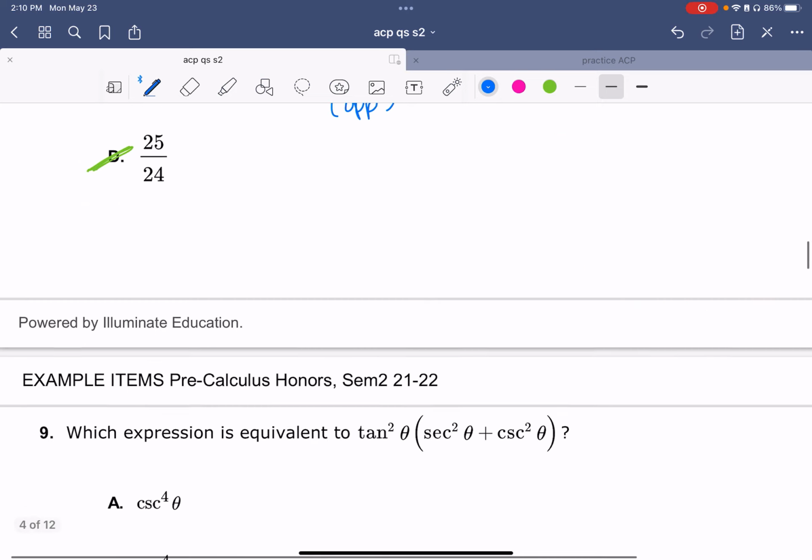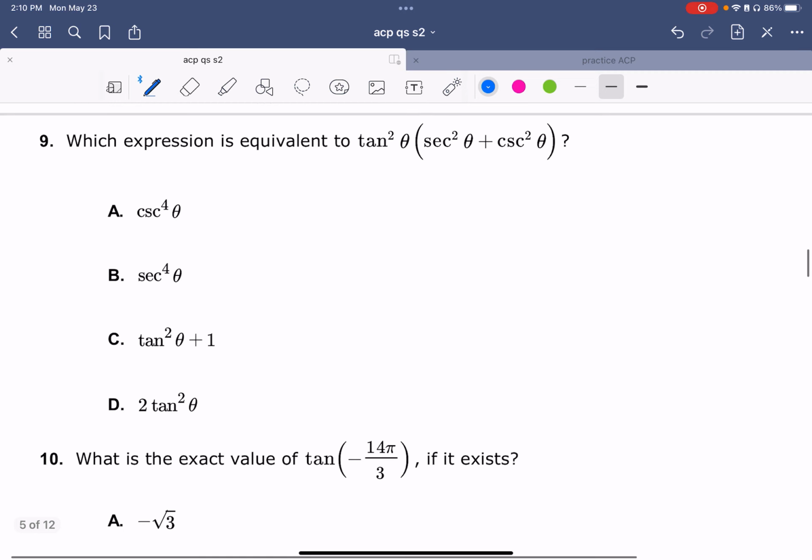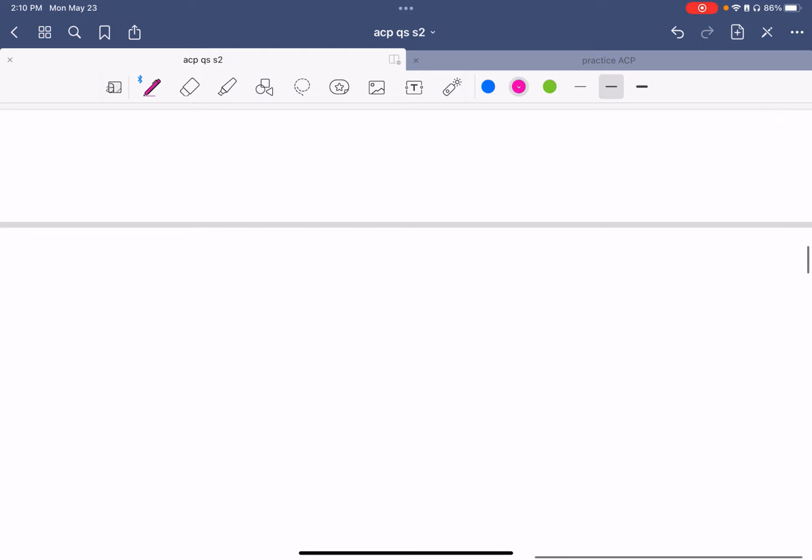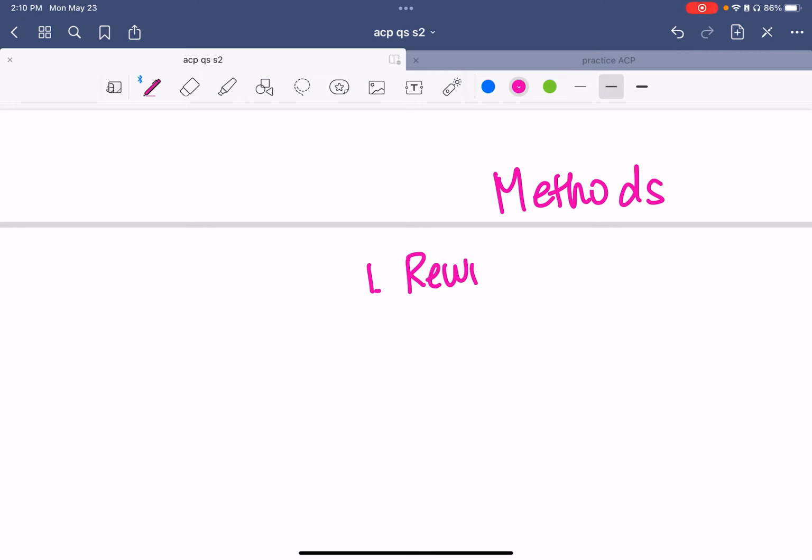Okay, the next problem: which expression is equivalent to tangent squared theta times the quantity secant squared theta plus cosecant squared theta? So this is a simplifying trig problem. To the side, I'm going to give you the methods that you can use. There are 4 methods. The first one is to rewrite in terms of sine and cosine.